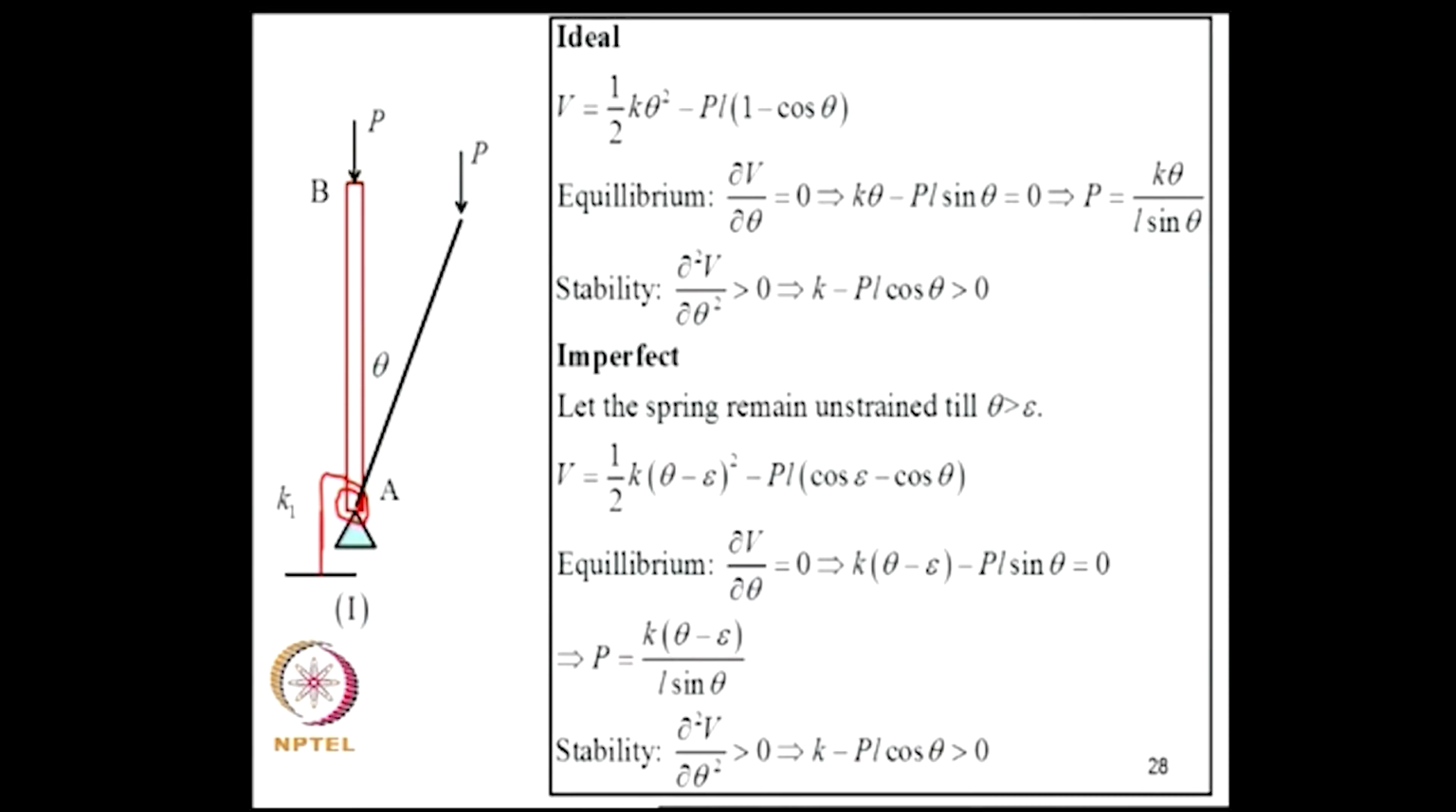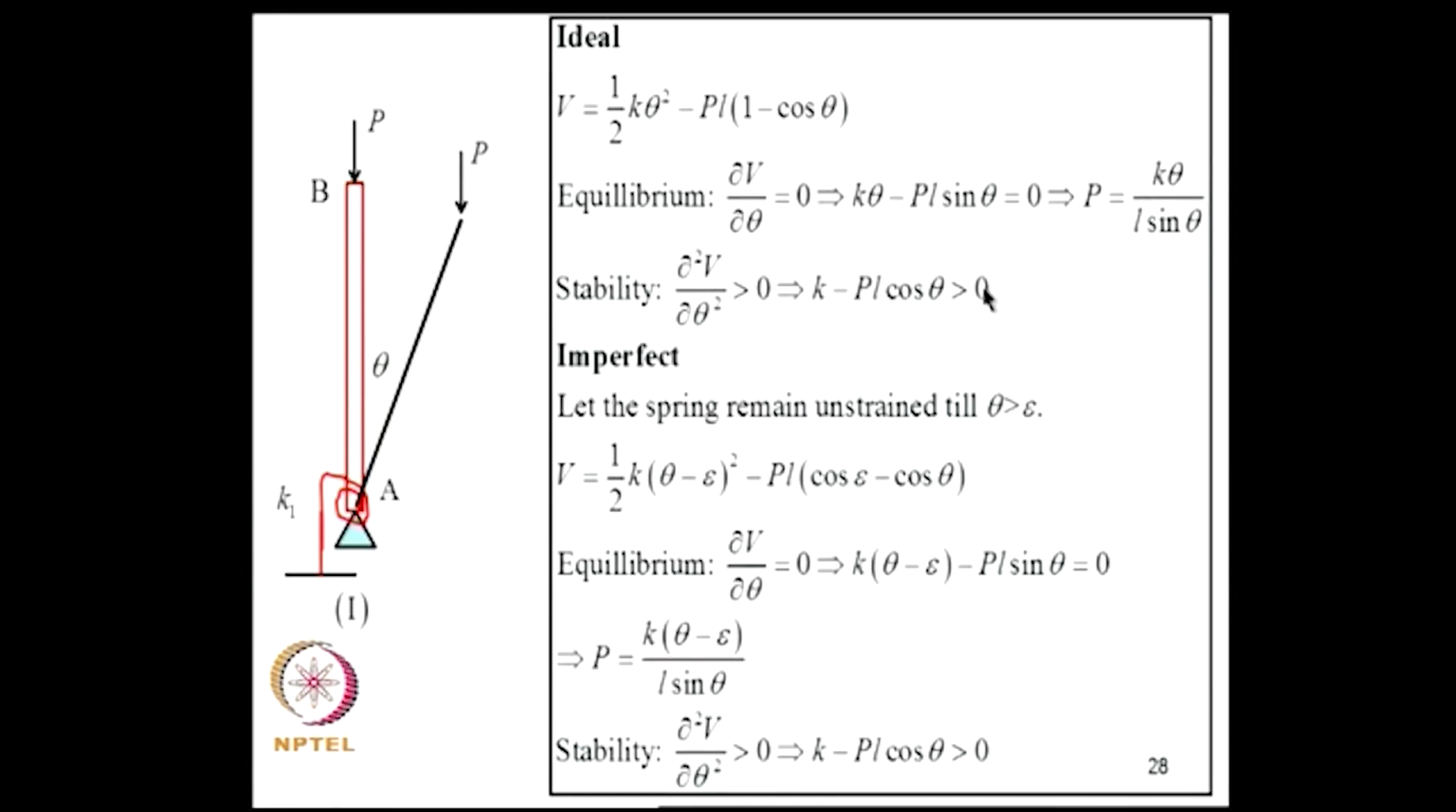Let us assume an ideal situation where every load is applied perfectly, the structure is supported perfectly, and theta is the degree of freedom. If you assume that this neighboring equilibrium state exists, then V is given by half k theta square minus PL into 1 minus cos theta. Now at equilibrium, dou V by dou theta must be equal to 0, and that gives the load deflection diagram, which is P is equal to k theta by L sin theta. I am not assuming theta to be small. For stability, for every pair of P and theta here, if k minus PL cos theta is greater than 0, that point would be stable on the load deflection diagram, otherwise it is unstable.